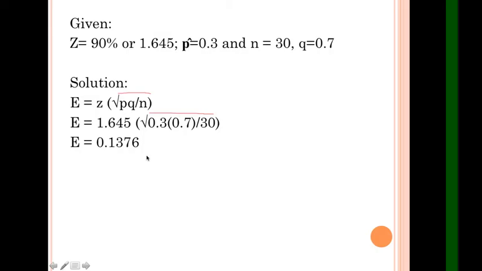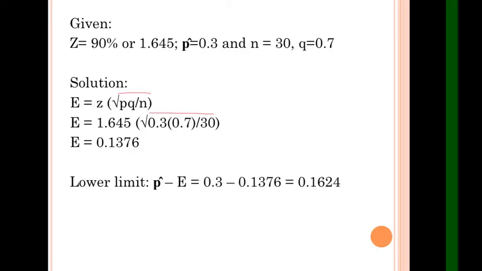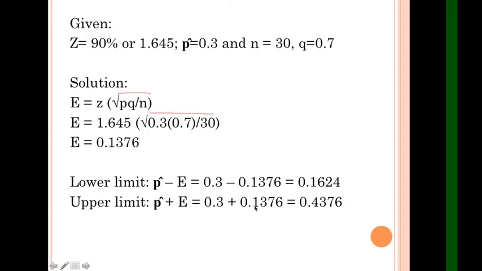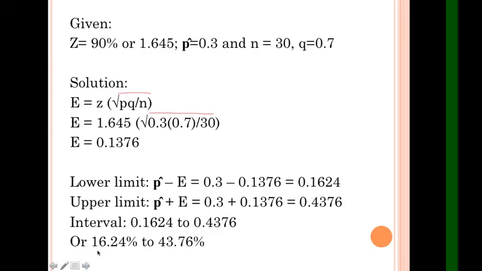Now to compute for the lower limit, we have P hat minus E, that is 0.3 minus 0.1376, and you will get 0.1624. For the upper limit, P hat plus E, 0.3 plus 0.1376, and you will get 0.4376. So what is now the interval? The interval will be 0.1624 to 0.4376, or 16.24% to 43.76%. Later on, you will appreciate this when we are doing problem solving.